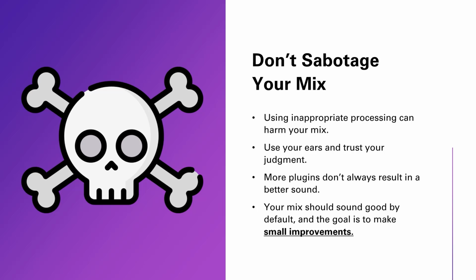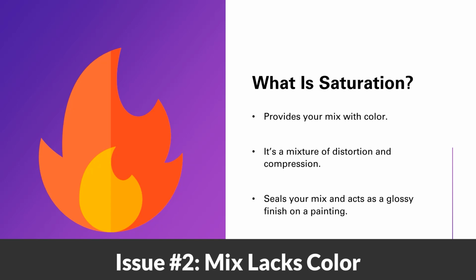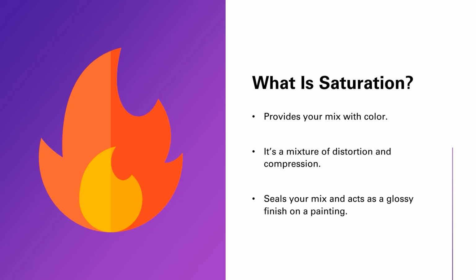At a mastering level, you have an opportunity to provide your mix with some additional color using saturation. Saturation is essentially a mix of distortion and compression. It generates additional harmonic content, but keeps it in check thanks to the compression it applies. Gentle saturation can seal your mix with a sound that acts like a glossy finish on a painting.